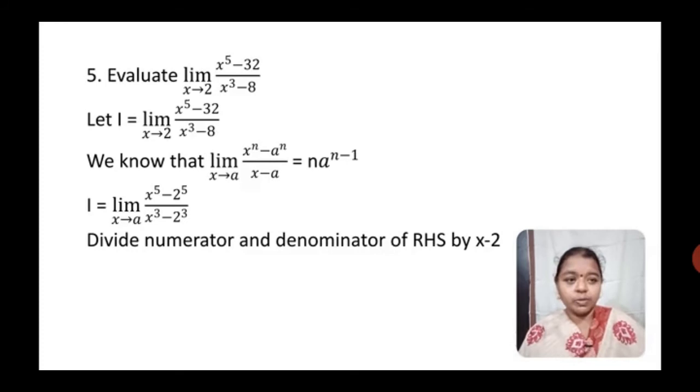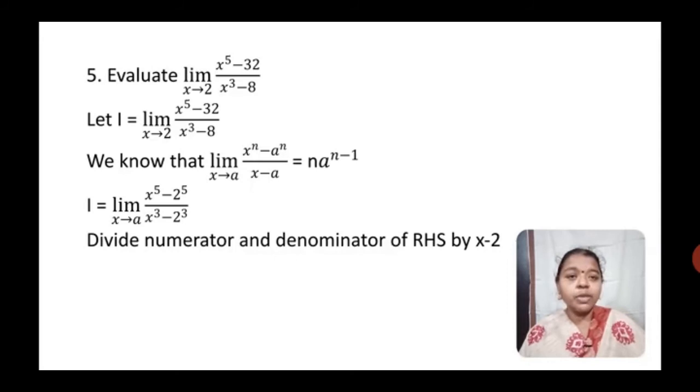So now let's see the next problem. Limit x tends to 2 x raised to 5 minus 32 divided by x cube minus 8. Now let me take the given problem as I. Again here we will be using a standard result which was studied in PUC. This is limit x tends to a, x raised to n minus a raised to n divided by x minus a, which will become n into a raised to n minus 1. So the given problem will be simplified in such a way that we can use this standard result.